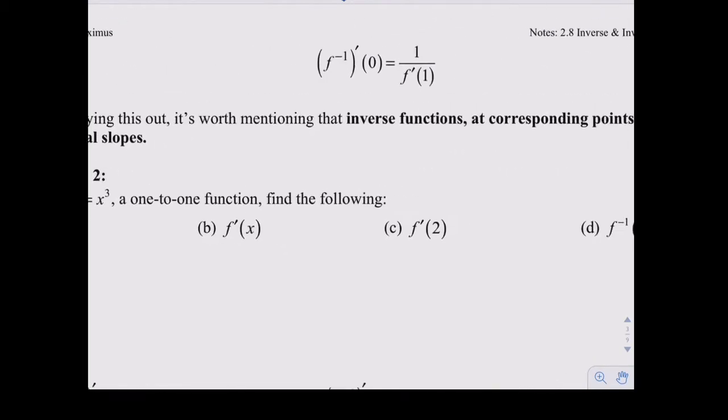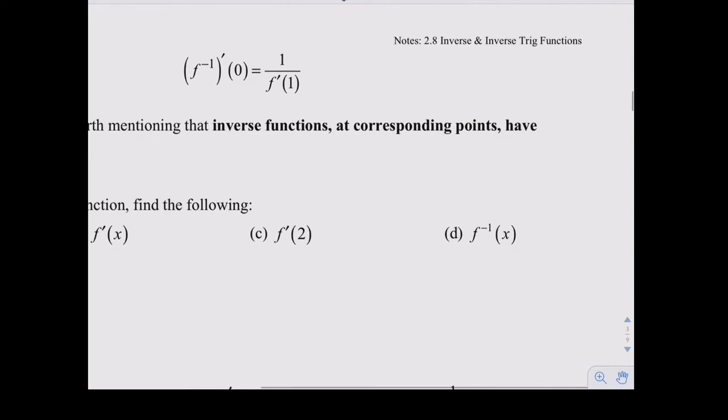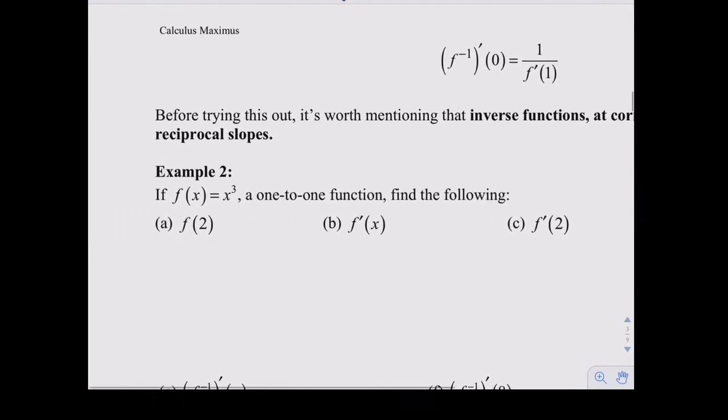Before trying it out, it's worth mentioning that inverse functions at corresponding points have reciprocal slopes. Is there a Quizlet for that? So you can just practice? Yeah. I should make one, right? Like 105 slides, and they're all the same.